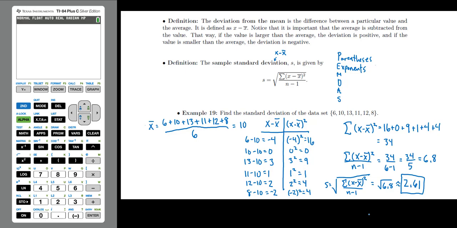If I had another data set that had a standard deviation of 6, my other data set would be much more spread out than this one. There'd be a lot more variation in the numbers. They're much further from average overall. So what we definitely can do with this number is compare it to other data sets to determine which one has more spread to it.